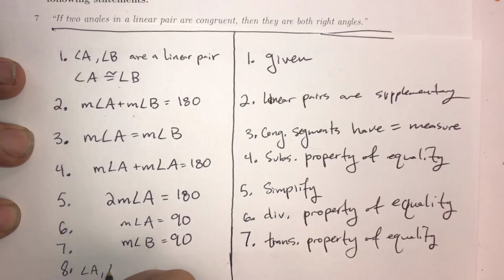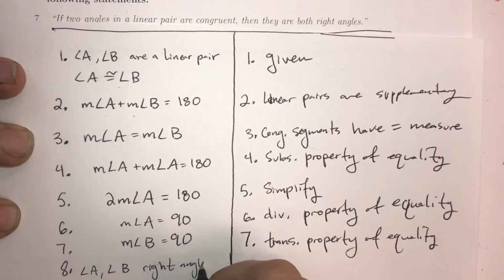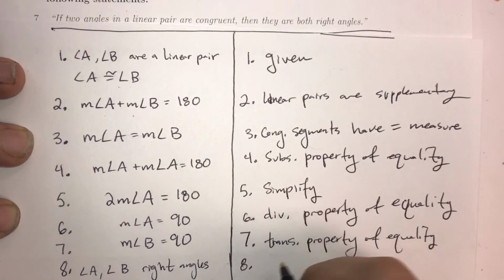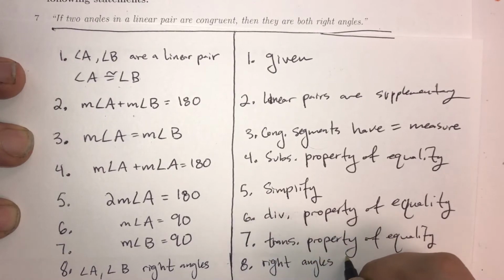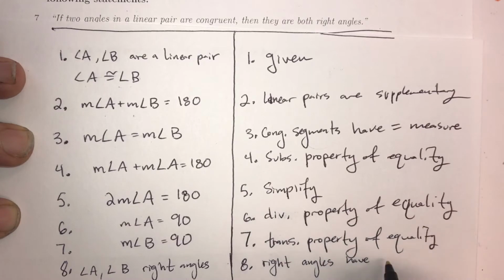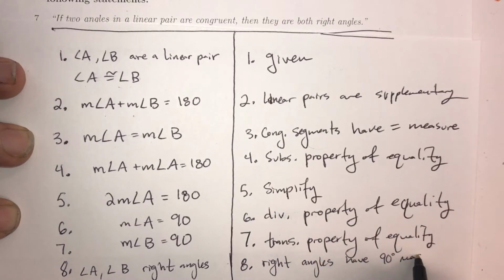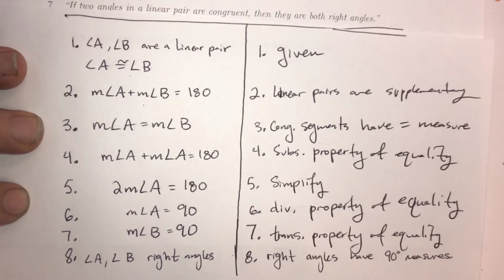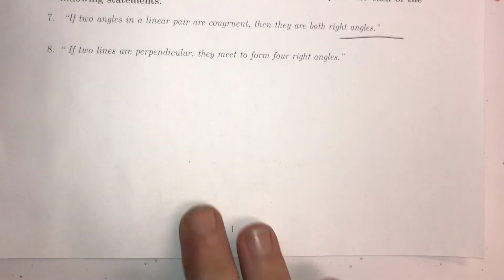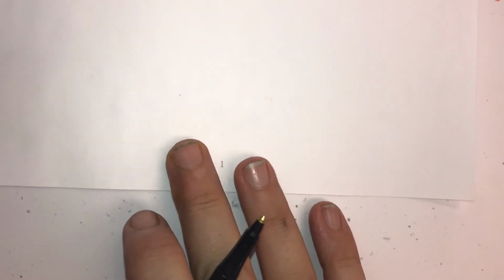So I'm going to write angle A, angle B, right angles. And how do I know that? I'm going to say right angles have 90-degree measures. All right, so there we go. If 2 angles in a linear pair are congruent, then they're both right angles. Second proof from your homework.